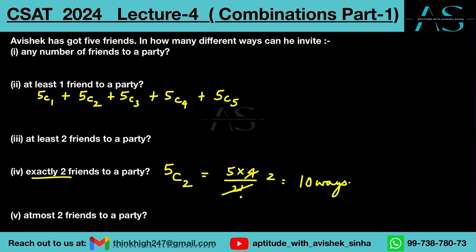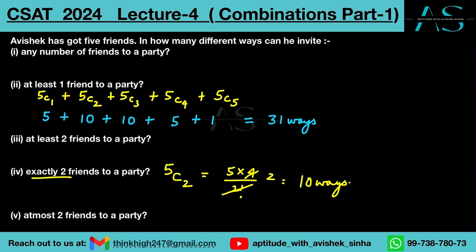Now let me quickly break this down. What is 5C1? 5. 5C2, just now we have solved, 10. 5C3, 5 into 4 into 3 by 3 factorial, that is also 10. 5C4 is 5 and 5C5, that is 1. So the correct answer here is 31 ways.